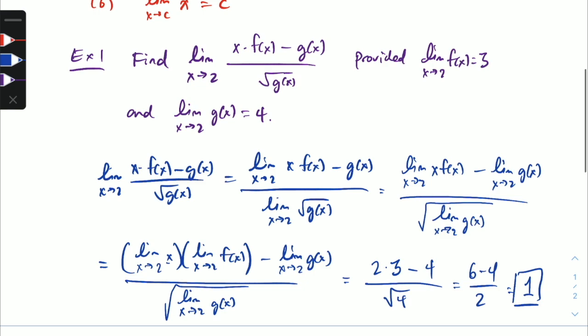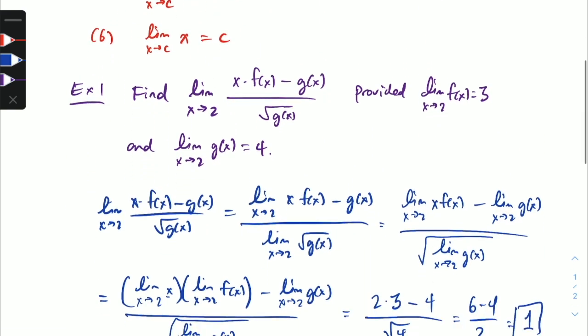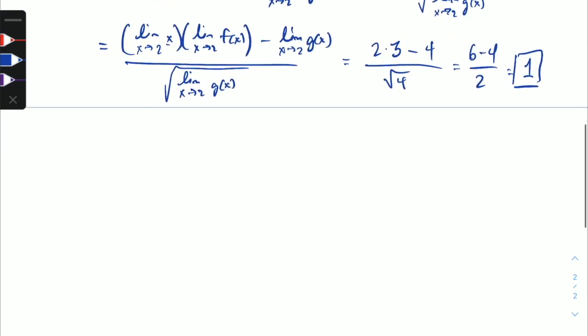Okay, so you can see that these limit properties allow us to compute the limits of complicated compositions or combinations of functions where we know the limits of those functions. So the main thing that we apply these properties of limits to is polynomials and rational functions.